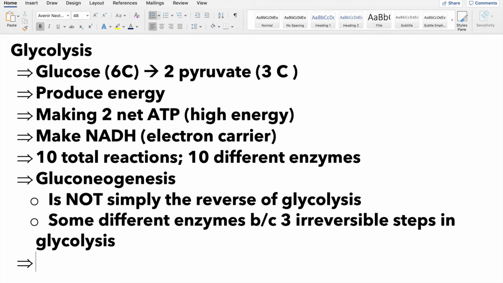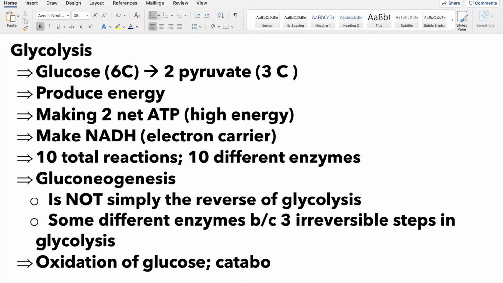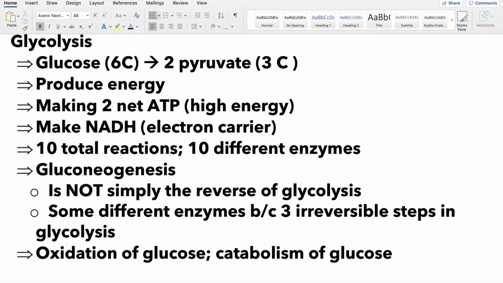Another thing that I wanted to mention about glycolysis is that you'll often hear it referred to as the oxidation of glucose. You may even hear the catabolism of glucose, and I would not want you to get confused. Both of these just simply mean we're breaking down glucose, we're getting energy from it. Another very important point is, where does glycolysis happen in our cells? So glycolysis happens in the cytosol. And this is different from where other reactions might happen, such as the electron transport chain and things like that. Glycolysis is simply in the cytosol.